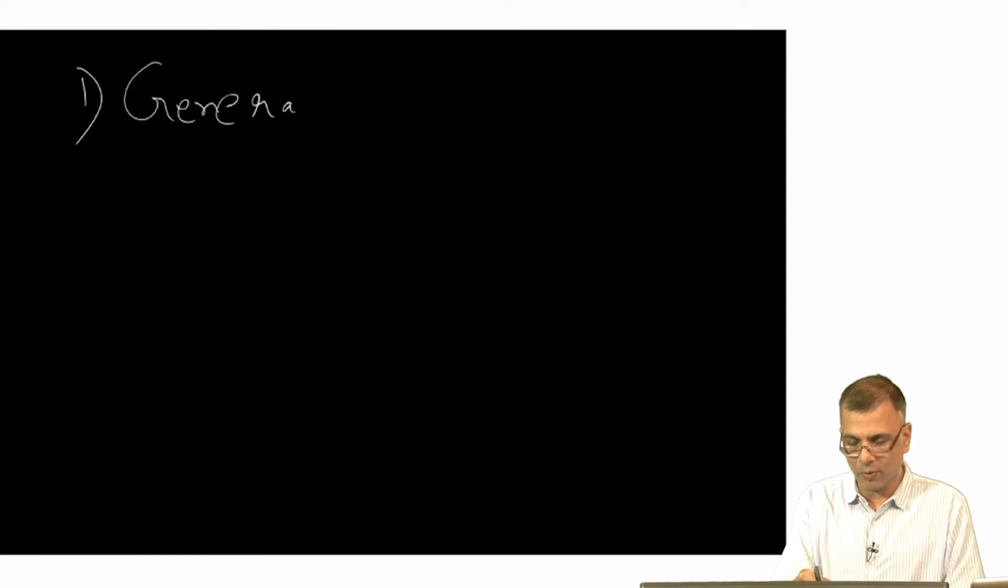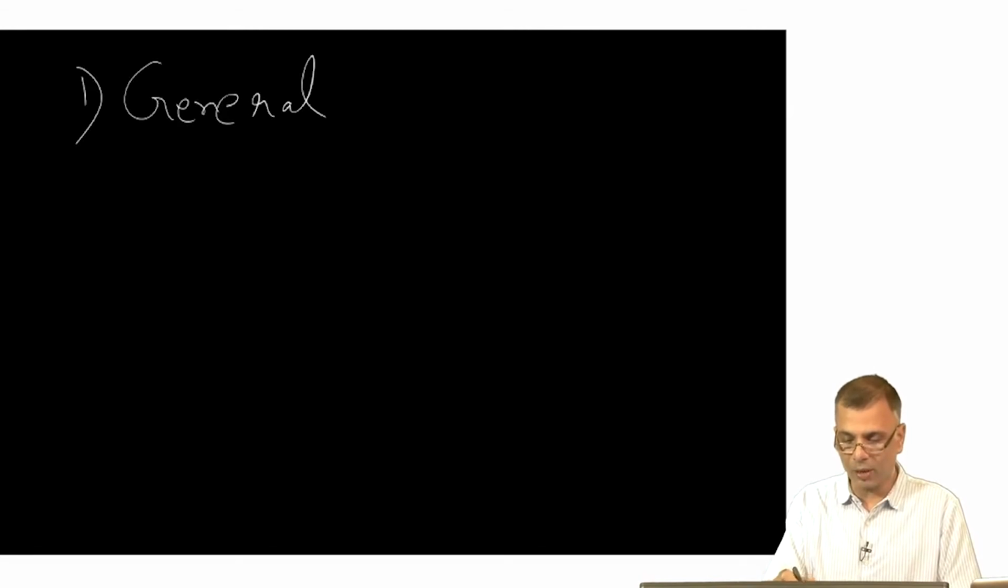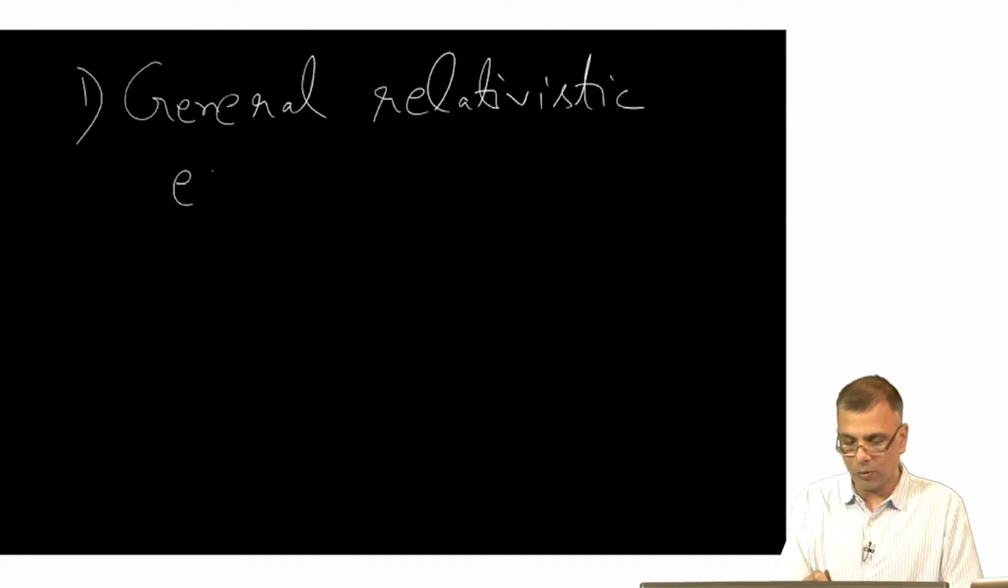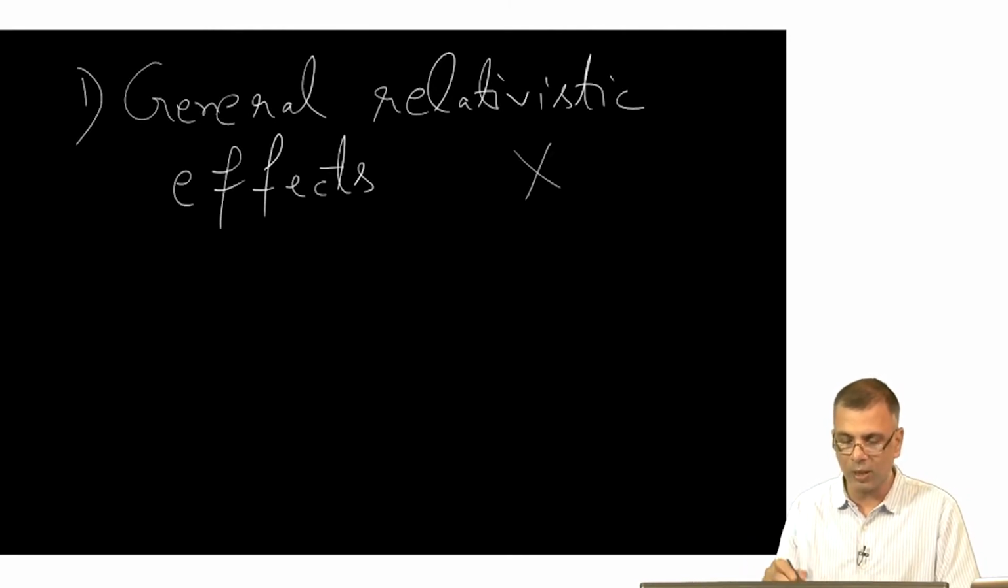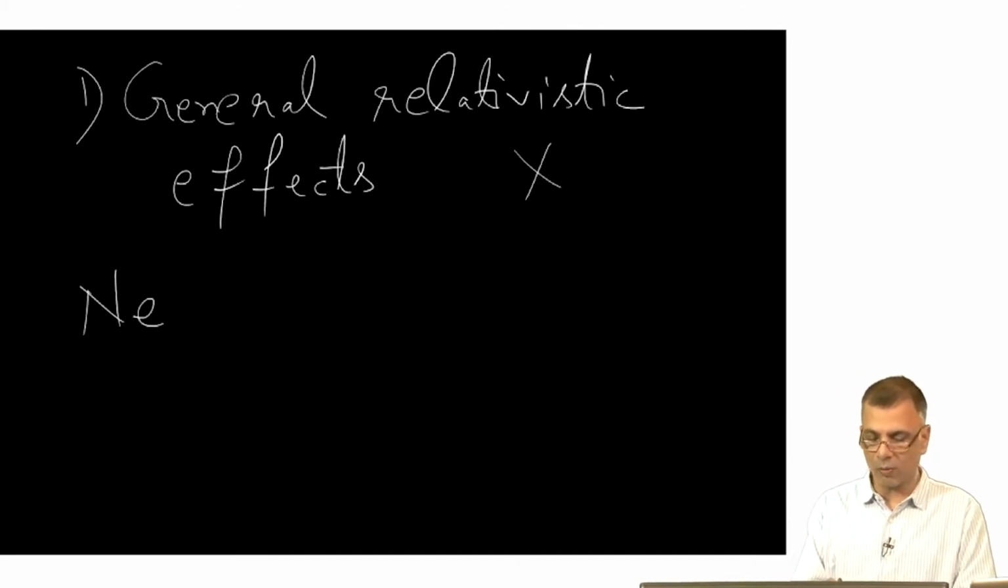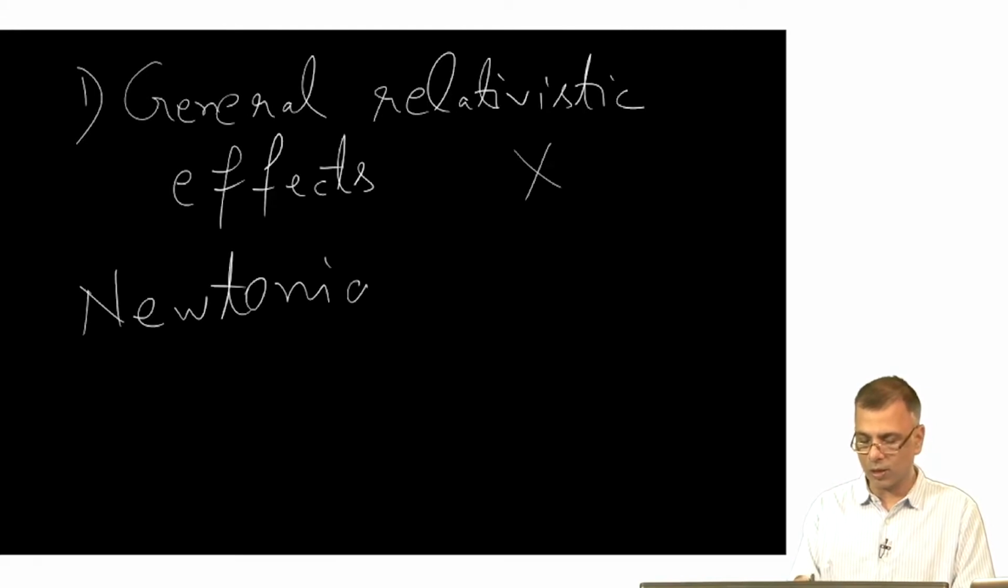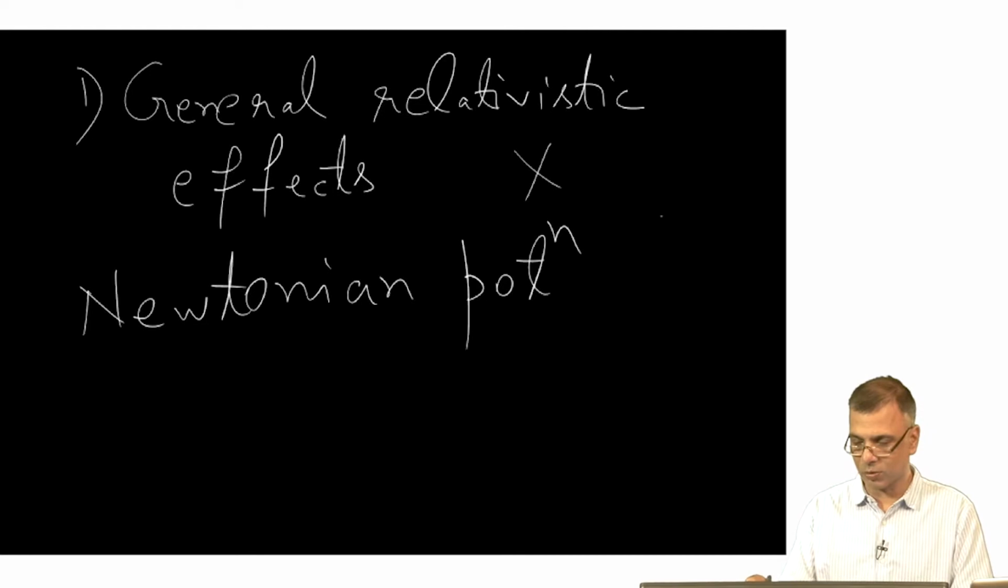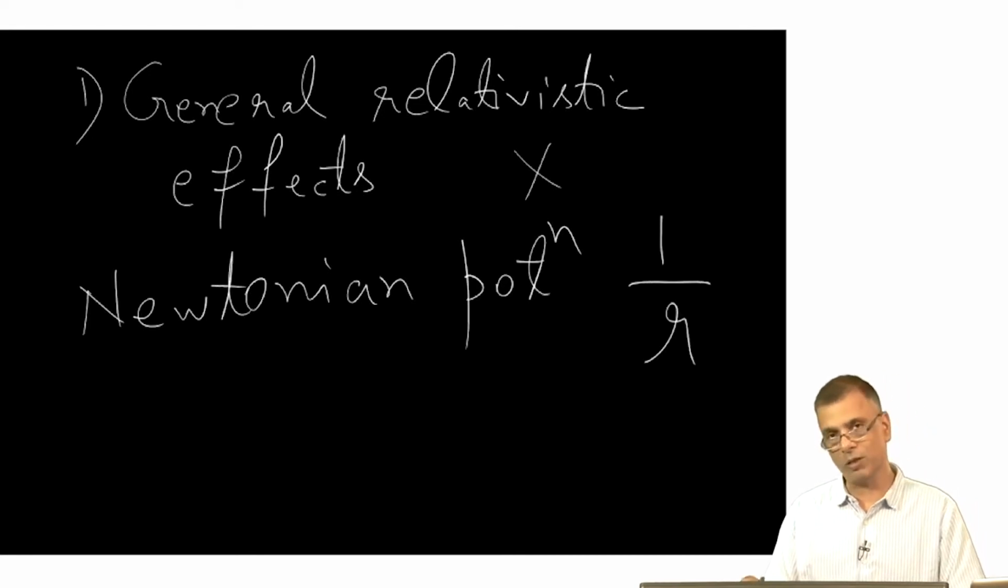The one thing we did not really pay too much attention to is general relativistic effects. And I alluded to this towards the very end of our discussion when we met last. We really have not considered general relativistic effects much. We've only been dealing with Newtonian gravitational potentials, which go as 1 over r. And anything that goes as 1 over r, as you know, blows up at r equals 0.